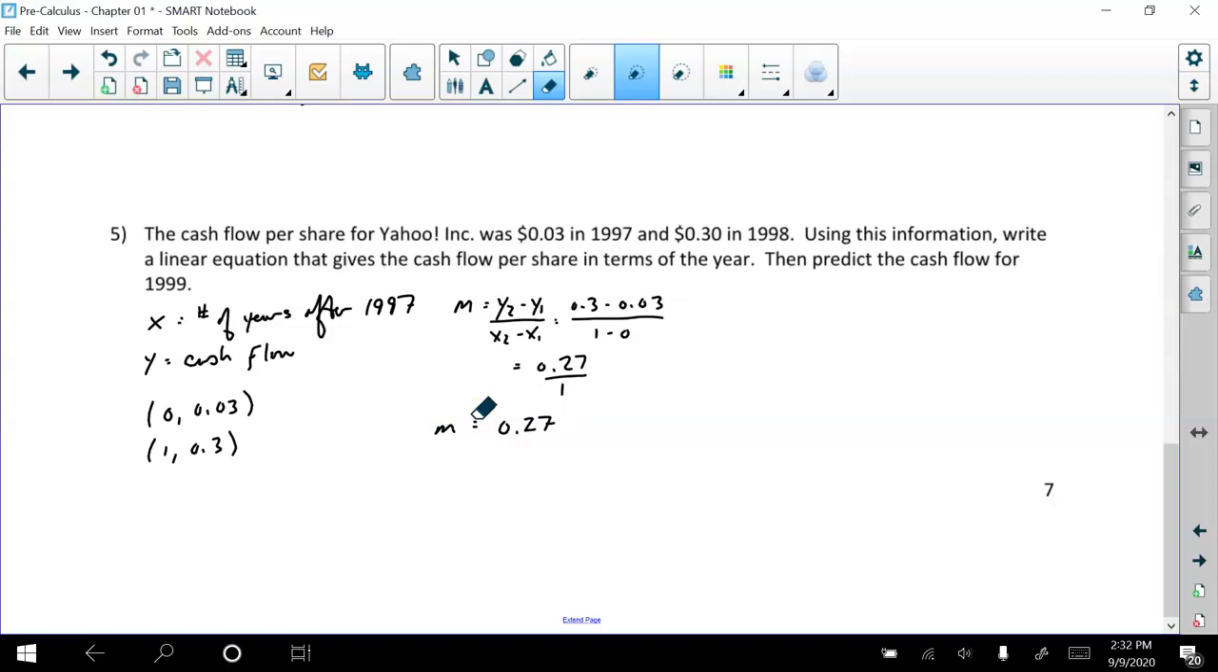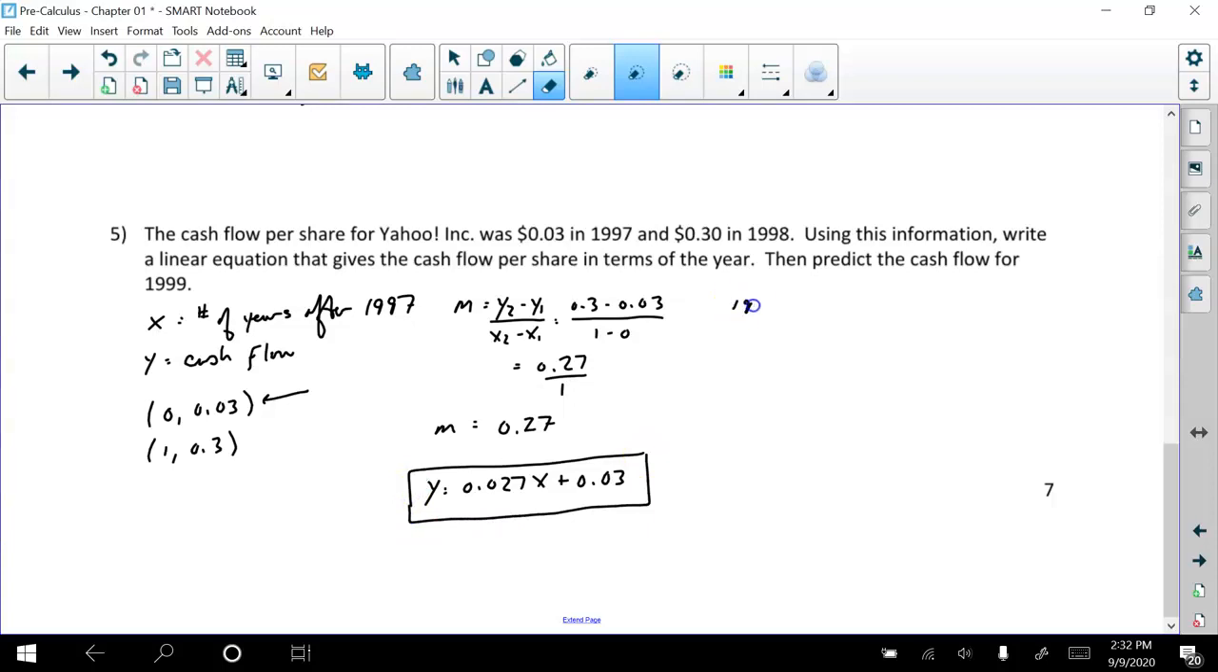Now, normally we'd have to find the y-intercept, but for this one, we don't. We know the y-intercept is when x is 0. That's already there. So our equation, y equals 0.27x plus 0.03. There's the equation that we can use to predict the cash flow for any year after 1997.